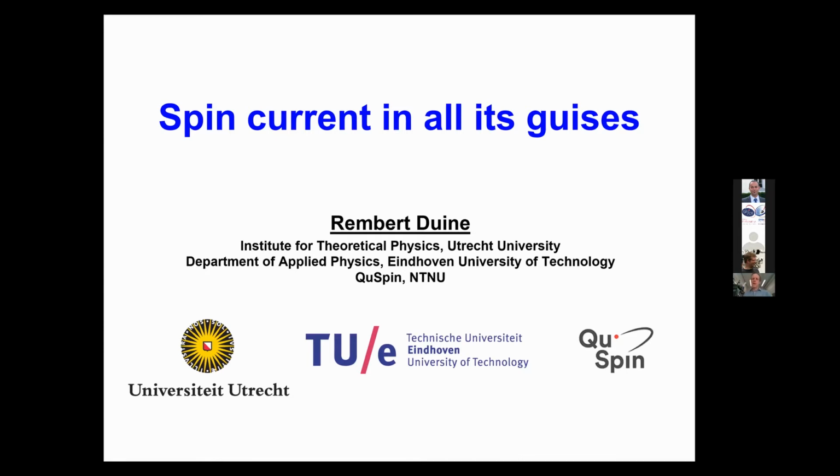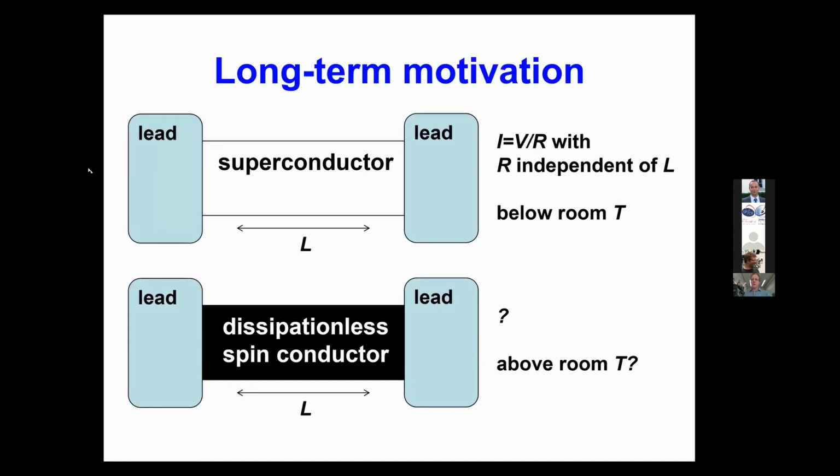So I'm going to talk about spin current. Since this is a conference putting basically superconductivity and spintronics together, roughly speaking, I want to give a long-term motivation of just looking at spin currents. So you're familiar with superconductors, where you have a dissipationless charge current between two, let's say, normal leads, in the sense that you have an Ohm's law where the resistance is independent of the length of the superconductor. So there's no voltage drop across the superconductor. However, this is still so far restricted to below room temperature.